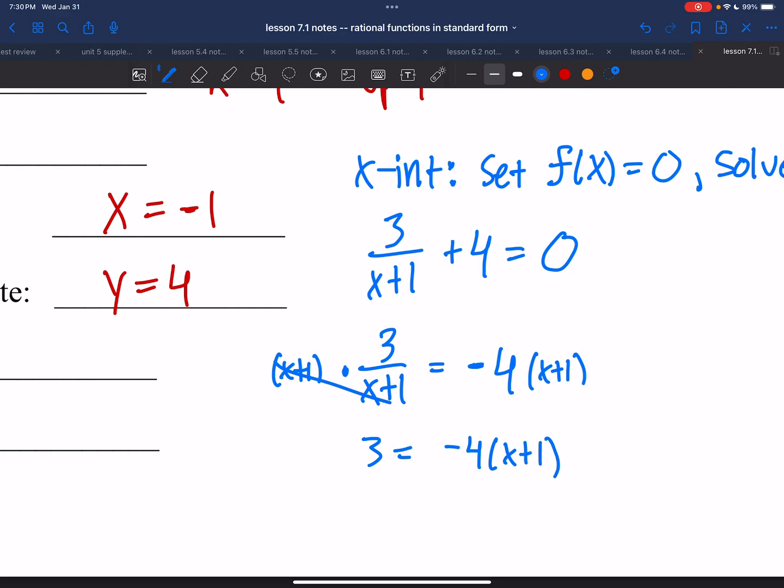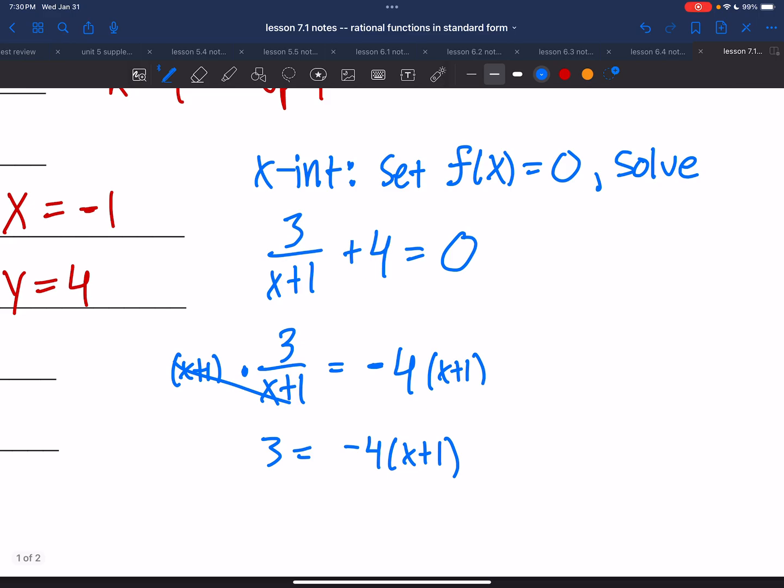And so I got this, right? Now, you can divide by negative 4, or you can distribute the negative 4. Okay, you know what? I'm halfway doing this. I hate this. This is how you do it in Algebra 1, and I don't like it. Because in Algebra 1, you distribute the negative 4, and you get negative 4x minus 4 equals 3. And then you add the 4, you get 7, you get negative 4x. This is too much work.